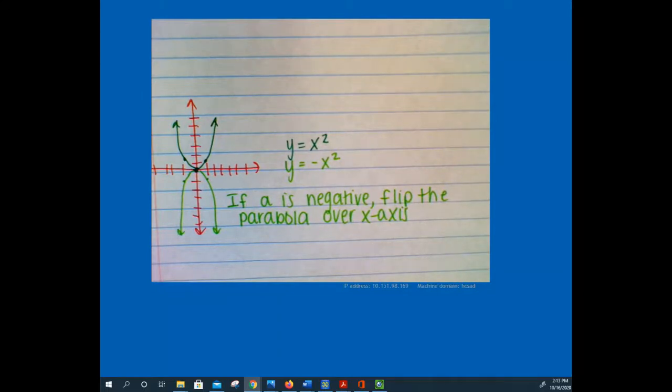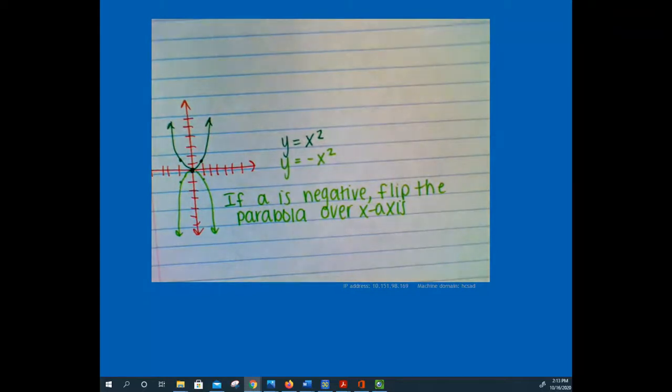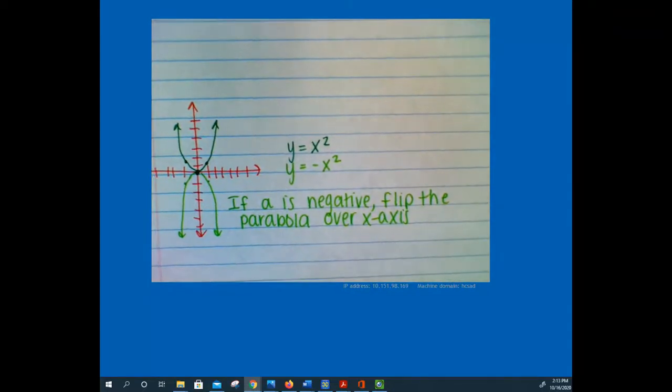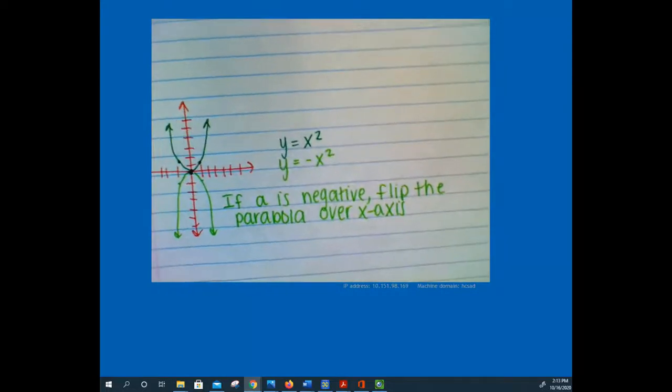So really those are only 4 things. The graph can move left, right. The graph can move up, down. It can get narrower or wider, and it can flip. This is really all about recognizing and remembering which does what.